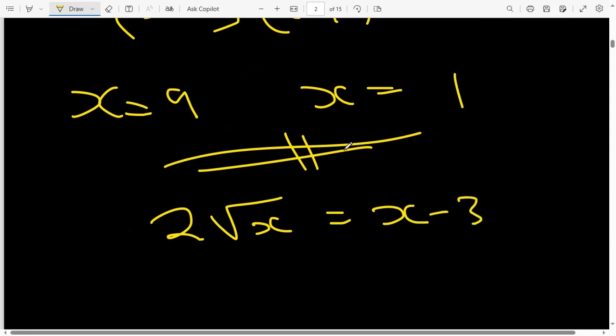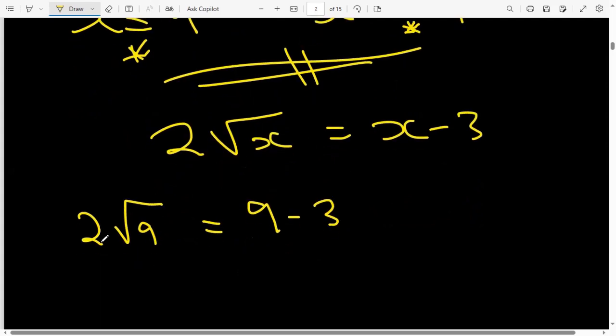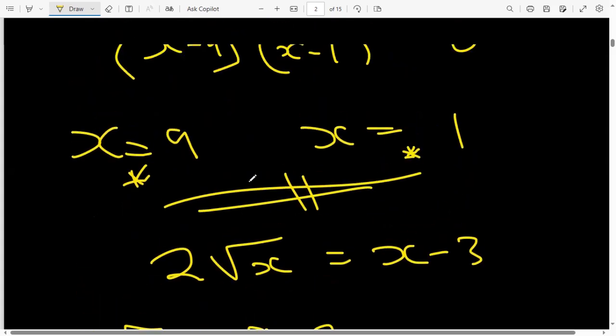Okay, so we try to test these answers to see if they're going to give us the same answers on both sides. That's the tricky part about radical equations. You have to test the solutions that you found. So if we say 2 root of 9 equals 9 minus 3, will this equation be true? We know that the root of 9 is 3. So 3 multiplied by 2 will be 6, and on the other side, it will also be 6. So 9 works.